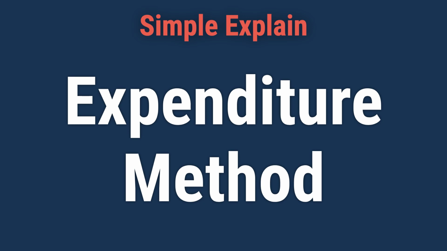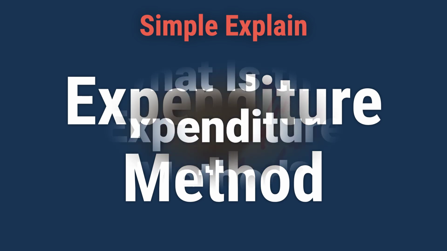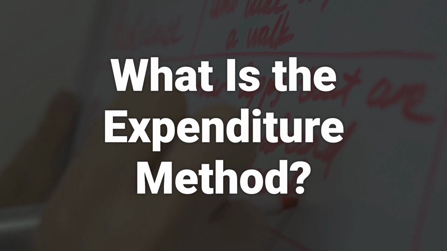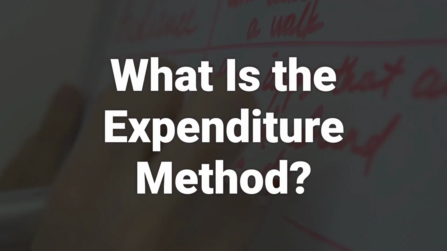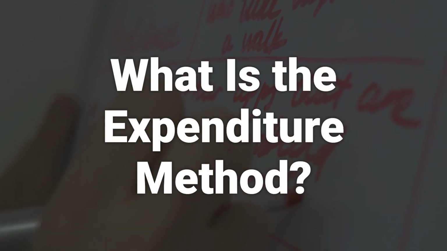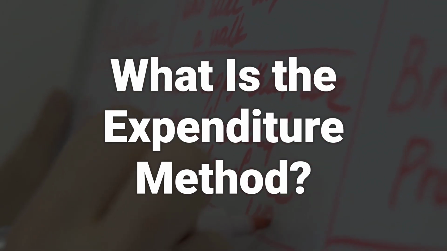Today, we will talk about the expenditure method. The expenditure method is a system for calculating gross domestic product that combines consumption, investment, government spending, and net exports.